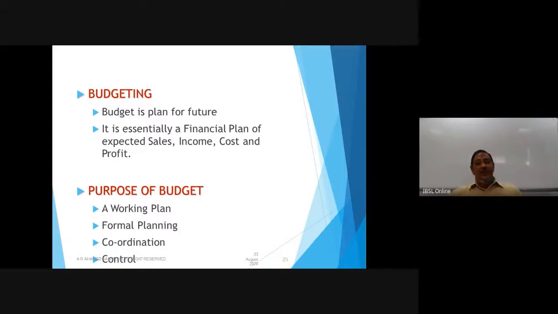Purpose of budget: it's a working plan. It is the direction given to the business on how to operate. Normally in the operating plan, each and every unit has a budget. The coordinated plan is called the working plan, and it's a formal planning process. It's a regulated method of working for planning. It will coordinate the activities of the different units.